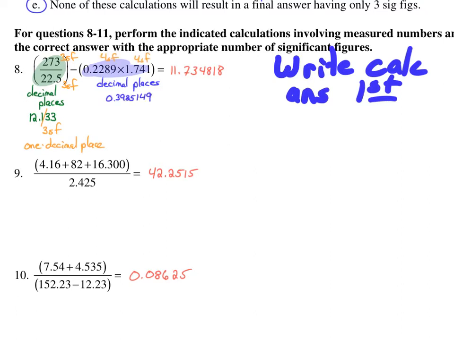Looking at the second result, we see it's multiplication, a 4 sig fig number multiplied by another number with 4 sig figs. So our answer is limited to 4 sig figs. For this number, when we consider 4 sig figs, it results in a number that has 4 decimal places.